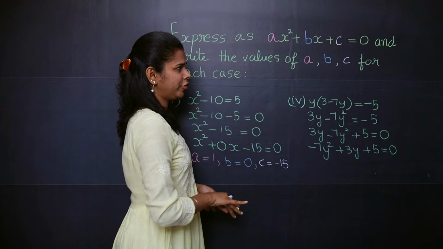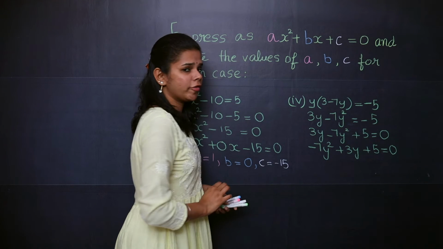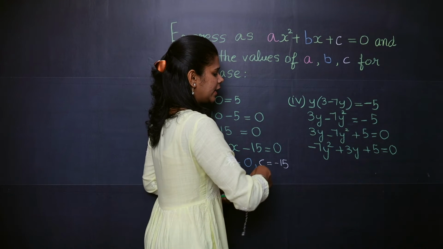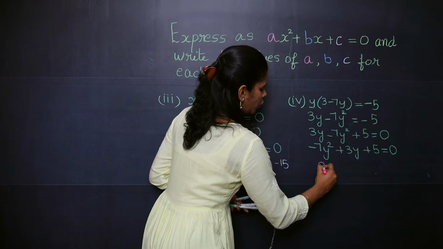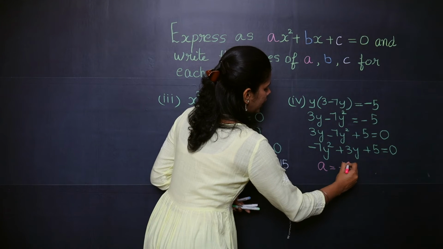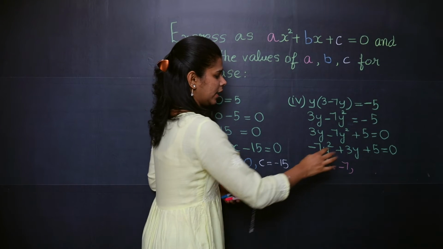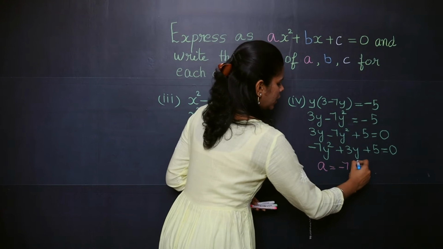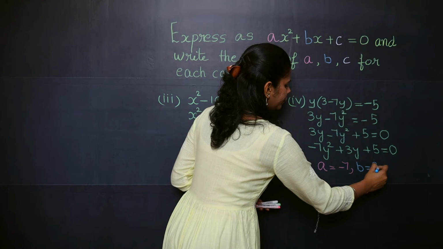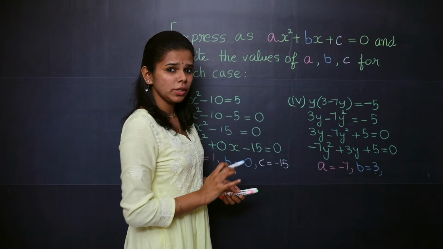What is the value of a? That is a coefficient of y square, and that is negative 7. So a is equal to negative 7. Now look at the coefficient of y, that is 3. So b is equal to 3. Now you can look at the constant.